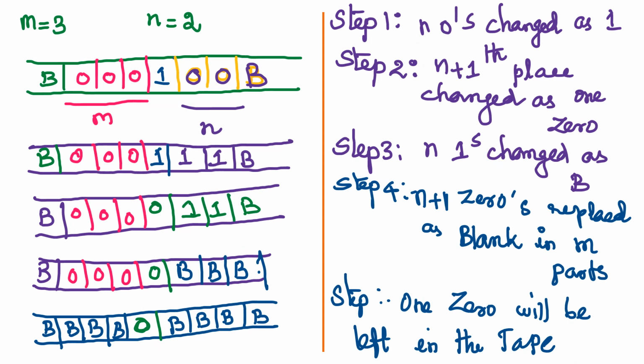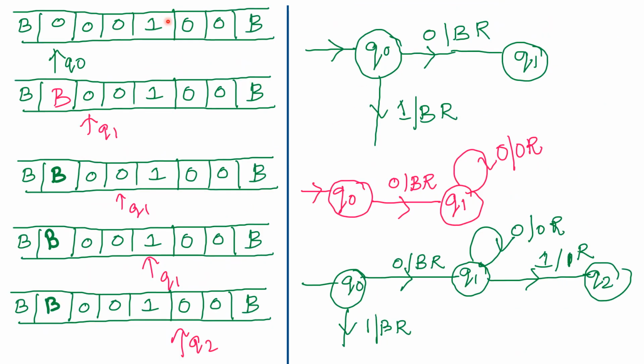Next, we'll see one example. Here the m part is 3 zeros and the n part is 2 zeros. Definitely 1 zero will be left on the tape; otherwise all the remaining values will be blank. So this is the step-by-step procedure for how to draw the transition diagram. We need to process the left side as well as the right side, because this is the m part and this is the n part. So we have to move left and right, and then finally we'll get the answer.